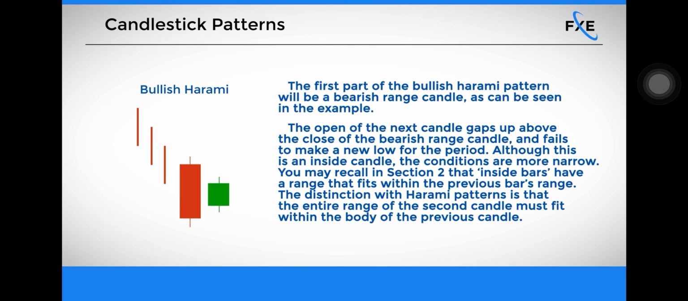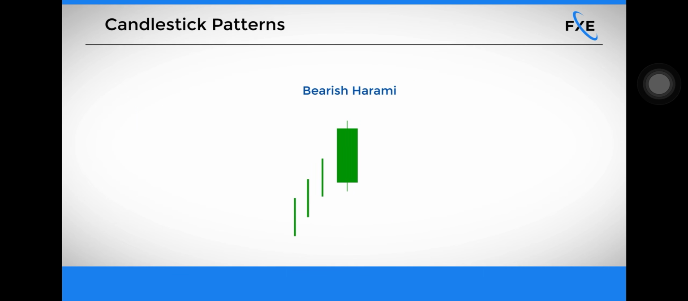The open of the next candle gaps up above the close of the bearish range candle and fails to make a new low for that period. Although this is an inside candle, the conditions are more narrow. You may recall in section 2 that inside bars have a range that fits within the previous bar's range. The distinction with Harami patterns is that the entire range of the second candle must fit within the body of the previous candle. A bearish Harami pattern forms after a series of bullish candles in an uptrend.